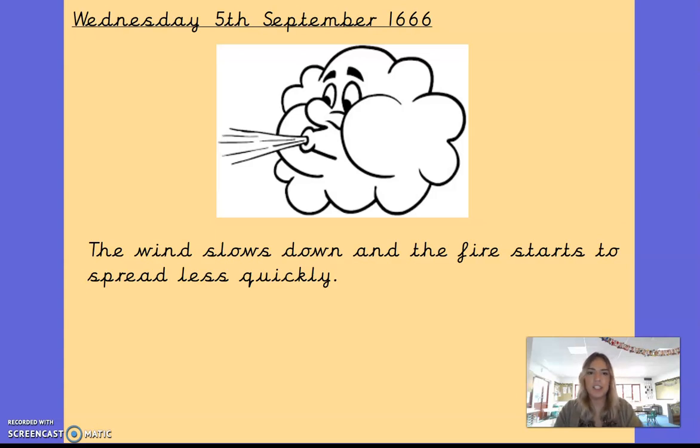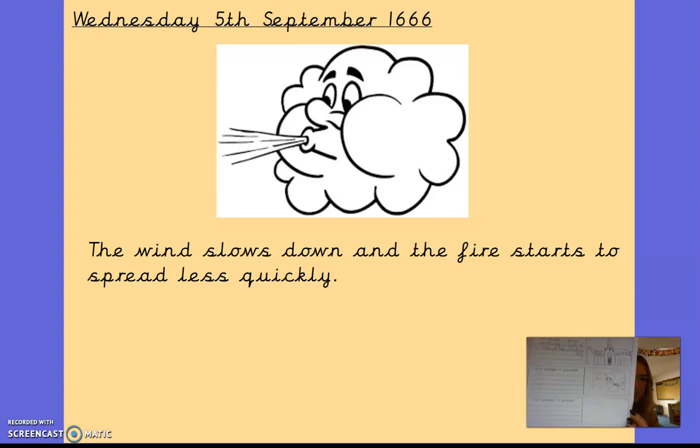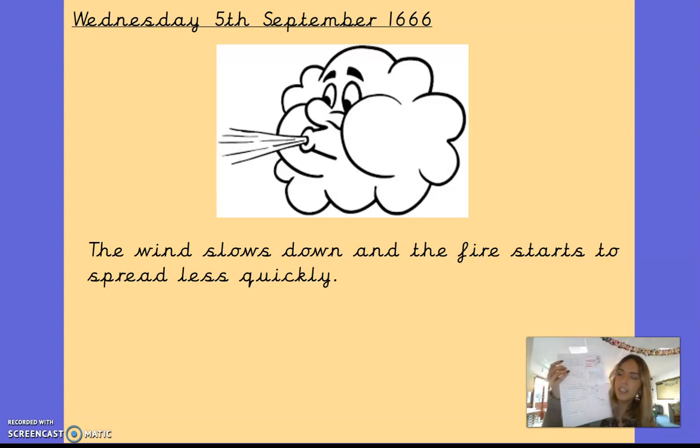So I'm going to draw a picture just like the one I've put up here. So there is my wind cloud slowing down a little bit. I am now going to write the sentence on to my sheet. So I'm going to write, the wind slows down. Okay, done. 1 more box to go. I'm sure yours will look a lot more beautiful than mine, so I'm excited to see yours. So we are finally on Thursday, the 6th of September, 1666. So the fire has been burning for 1, 2, 3, 4 days.